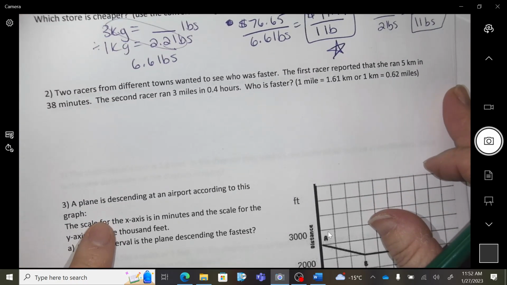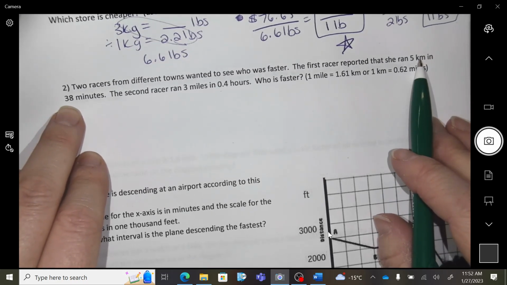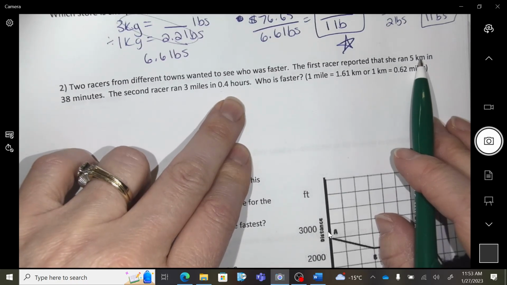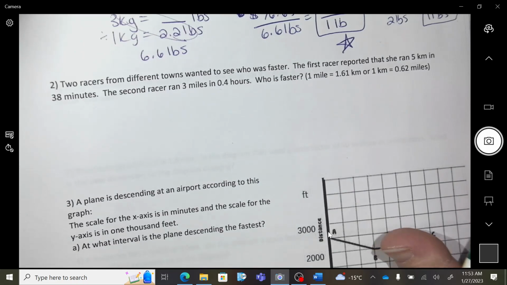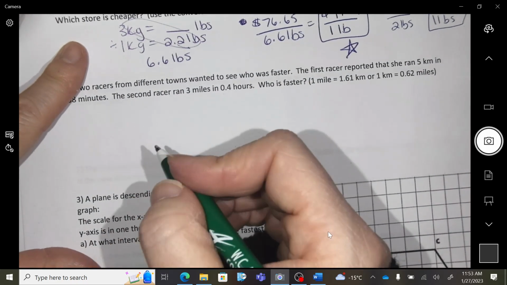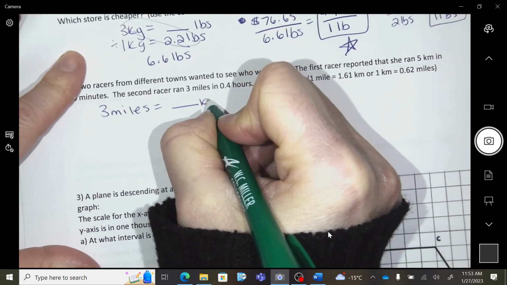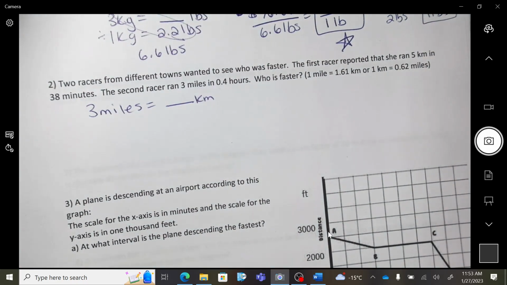Two racers are figuring out who's faster. We have kilometers per minute, and then we have miles and hours. So first of all, let's talk kilometers and miles. What do we want to be in? Doesn't matter. You just pick one. Kilometers we're going to go. So 3 miles I'm going to now make into kilometers. That's what we're picking.